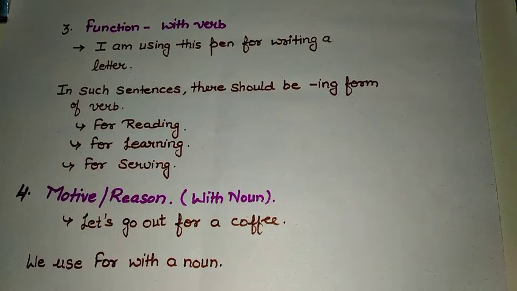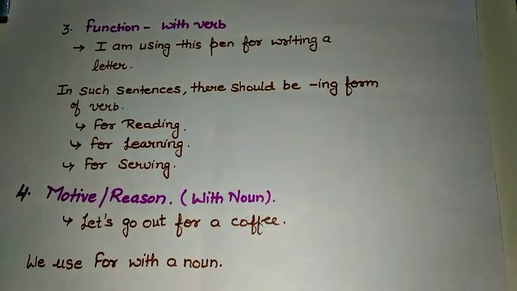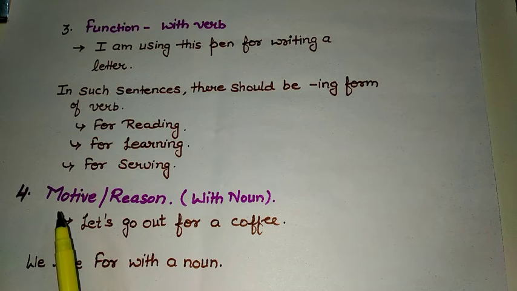"For" is also used with the verb in ing form to show a function. Like, I am using this pen for writing a letter. Here I am doing some work, some function. And in such sentences, there should be the ing form of the verb, like for reading, for learning, for serving, for writing, etc. Now, the same point which I just talked about in "to", that is motive or reason.